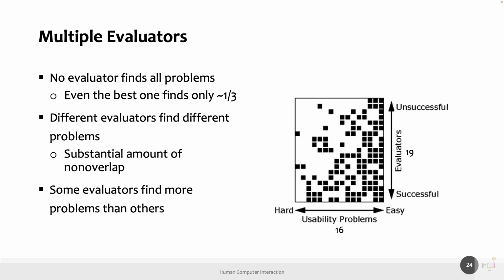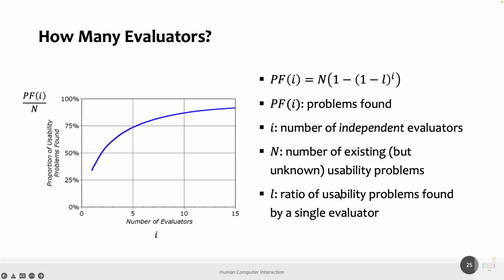But there is a substantial amount of overlap, right? So with 5 evaluators, you will find probably most of the problems in this experiment. And this magic number was confirmed by other analyses. Here you can see the ratio between the problems found and the number of evaluators. It's not linear. After 5 evaluators, this ratio tends to stabilize.